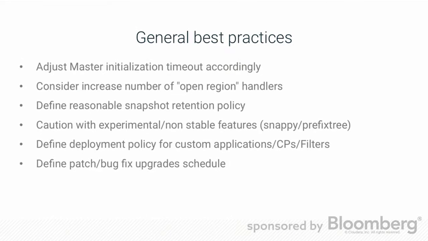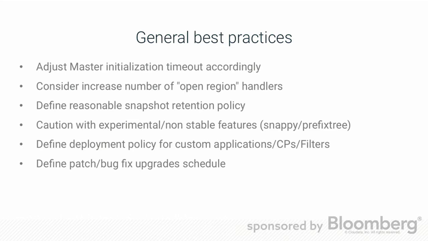For cases where you have problems with the master initialization process, consider increasing the timeout or the number of open region handlers to avoid master crashes during initialization. For space exhaustion, review your snapshot rotation policy if you're using snapshots. Be cautious with experimental, non-stable features. Those will be the advice for the Snappy or prefix tree issues showcased here before.